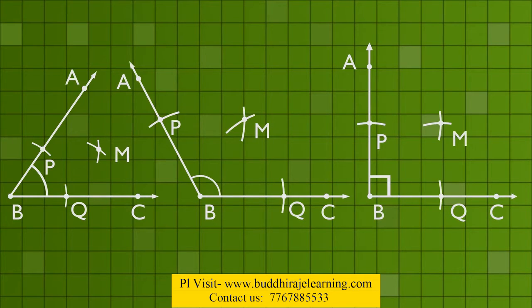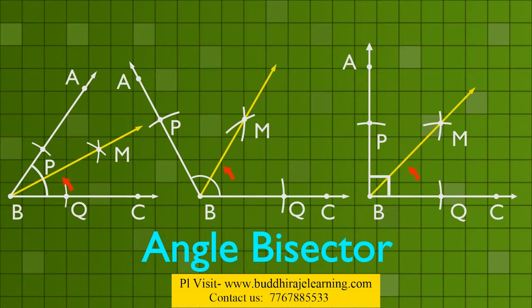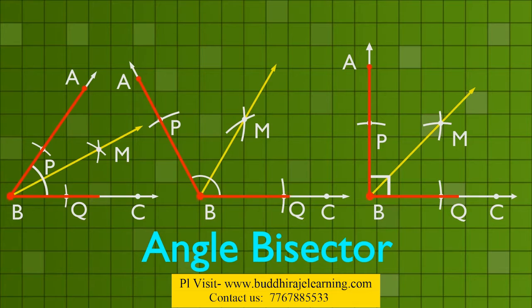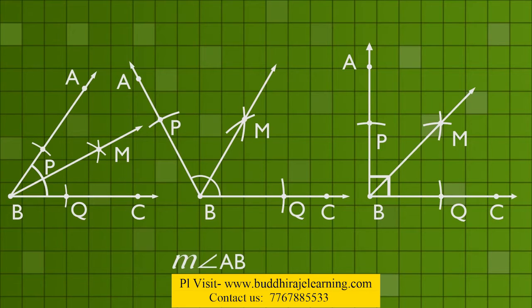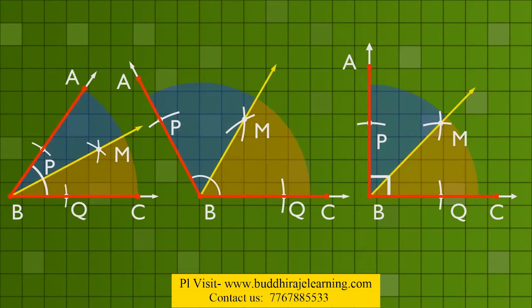Now draw a ray with origin as a vertex of the angle and passing through the point M. This ray BM is the angle bisector of the angle ABC. We can verify by making use of protractor that measure angle ABM is equal to measure angle MBC. Thus, the angle bisector of an angle divides the angle into two equal parts.